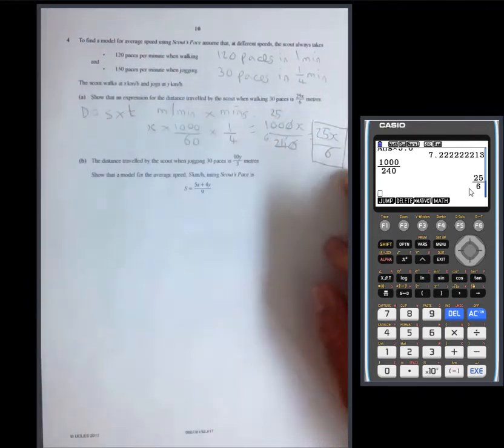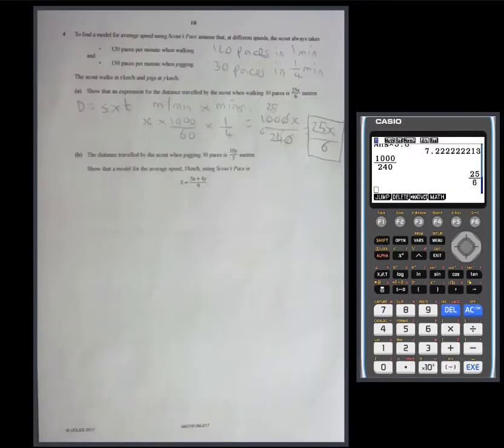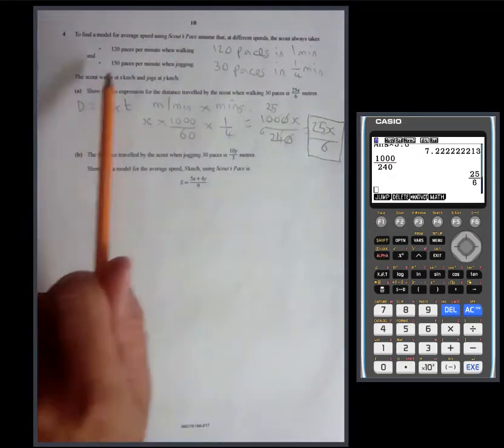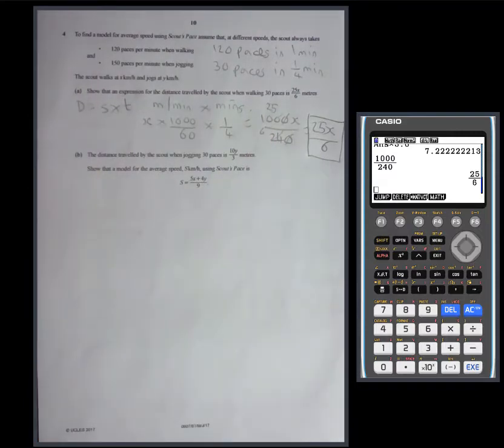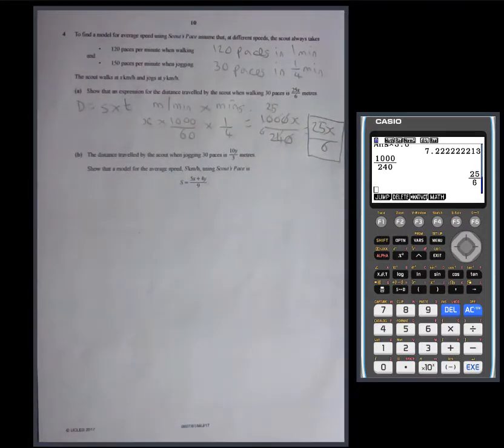So that tells us how many meters you would travel when walking at a pace of x kilometers an hour if you did 30 paces. The distance travelled by the Scout when jogging is 10y over 3 meters. So they've just done exactly the same thing as we've done, but they've used the y. So they've used 150 paces per minute. And possibly, if they use the same method, they work that out as 1/5 of a minute to do 30 paces at jogging pace. So it just saved you the job of doing this again because it's the same maths.